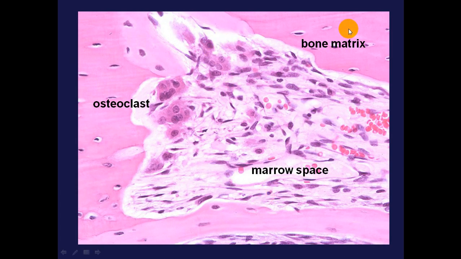Okay, this is the histology of bone. Here we will pay more attention to the shape of the osteoclast. You can see here this is an osteoclast, with abundant cytoplasm and also many nuclei here. 1, 2, 3, 4, 5, 1, 2, 3, 4. It means this is a multinucleated cell.